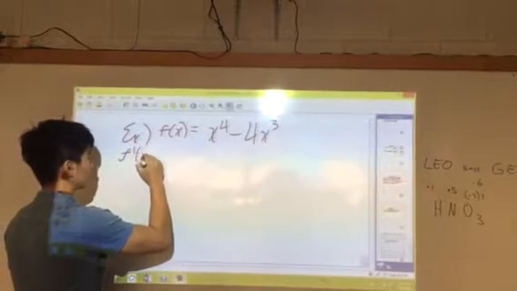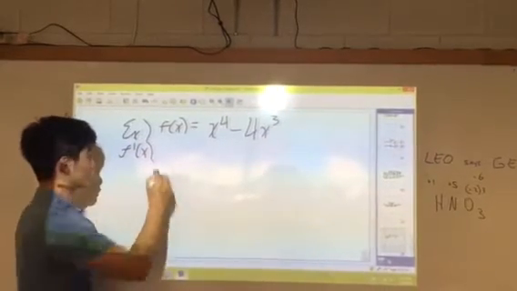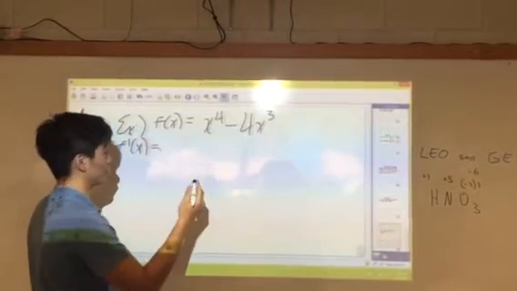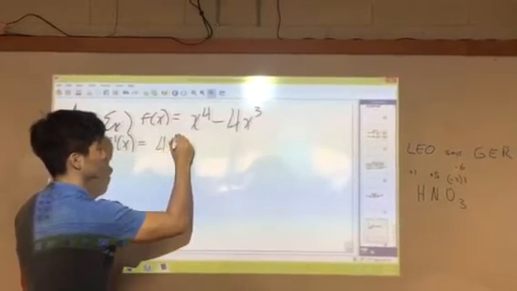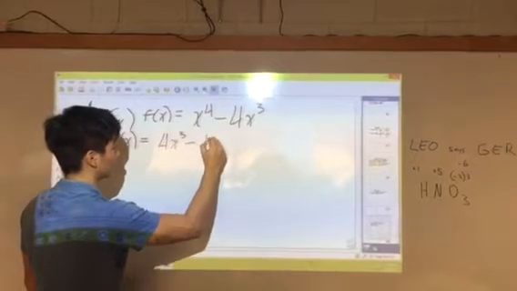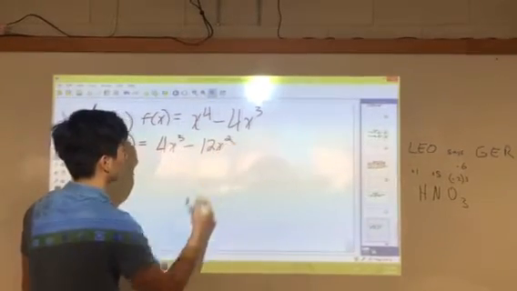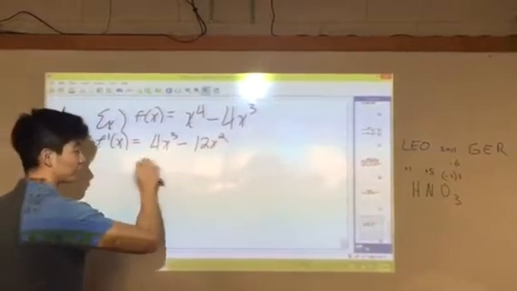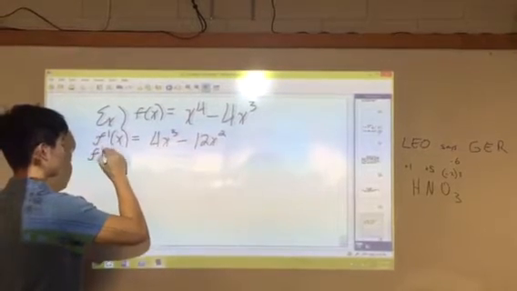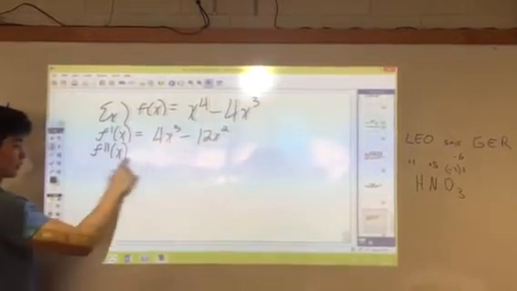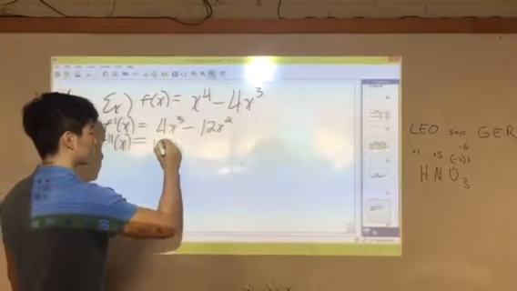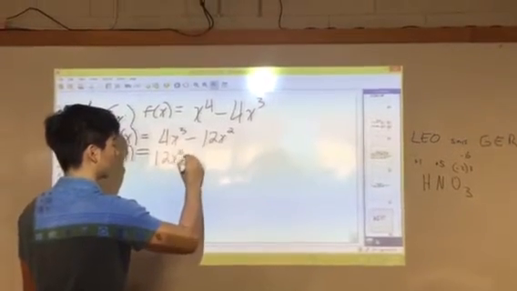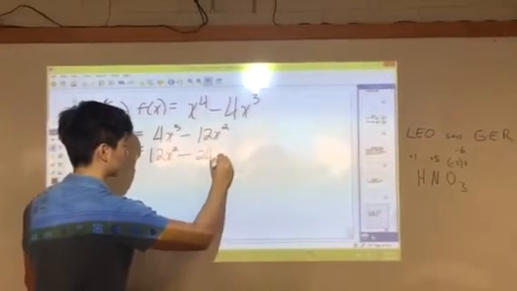So f prime of x, and I'm assuming that all of you guys know how to do derivatives. f prime of x equals 4x cubed minus 12x squared. Then we find the derivative of this. Again, this is the type of denotation you'll see. f double prime of x equals 12x squared minus 24x.